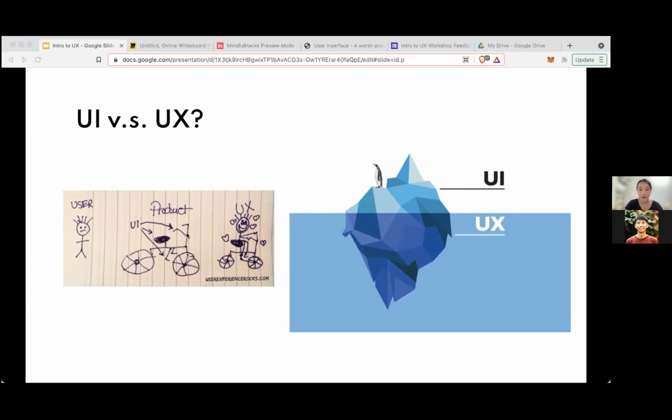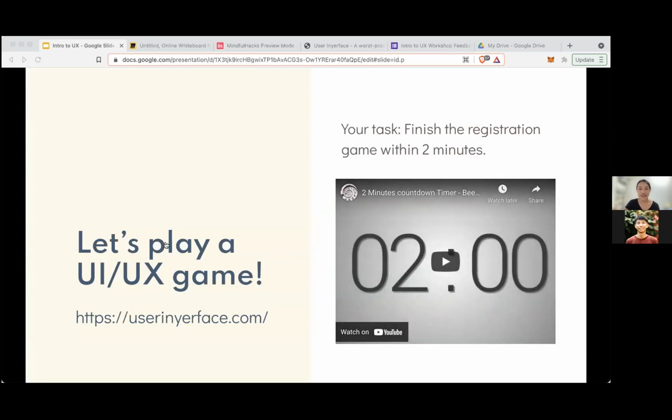So UX is important. Okay, so now you have listened to my talk for like 30 minutes already, and let's play a game. So what I want you guys to do is to go to this website, userinterface.com, and I'll also post the link in the Zoom chat box. So basically, the website looked like this.